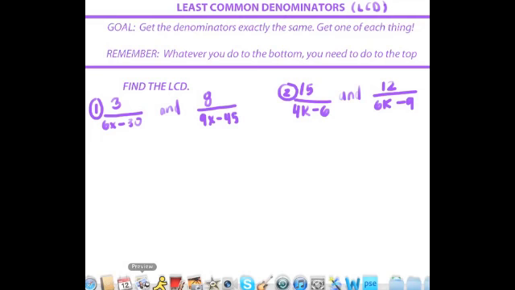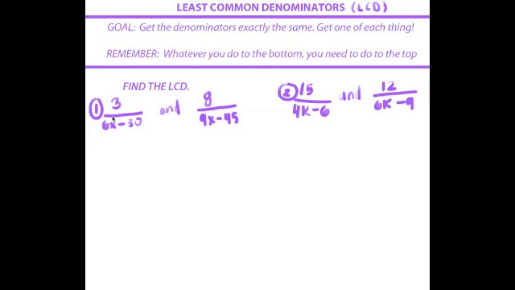And to be able to get the least common denominator, you want to get one of each thing that's being presented to you, in the denominators at least. And remember that whatever you do to the bottom, you're going to need to do to the top eventually. Okay, so let's go ahead and start working on some examples here. For the first set of problems, I am asking you to find the least common denominator.